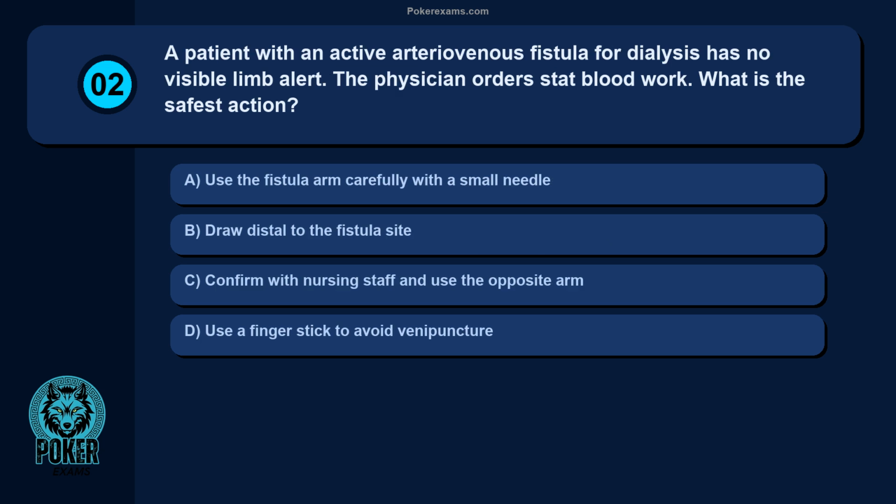Question 2. A patient with an active arteriovenous fistula for dialysis has no visible limb alert. The physician orders stat blood work. What is the safest action?